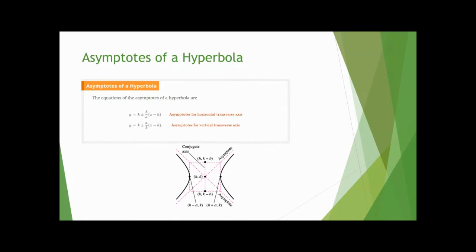We know how to find A and B. We've gone through plenty of examples with that. Once you've figured out what those are, and if you're given the equation, you can find those pretty easily. Then you just plug that into the equation here. And there's a plus or minus because there are two asymptotes, one with a positive slope and one with a negative slope. So your slope is this B over A part or the A over B, depending on if it's a vertical or a horizontal.